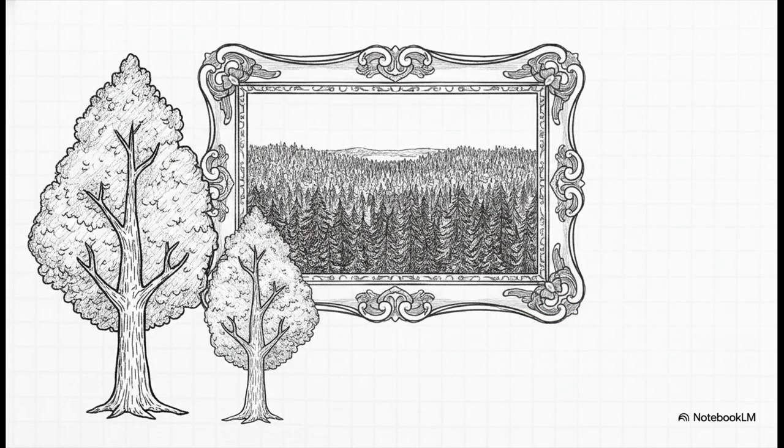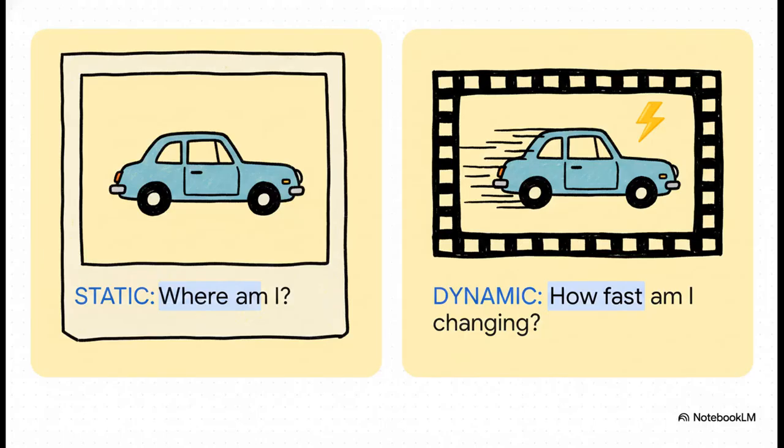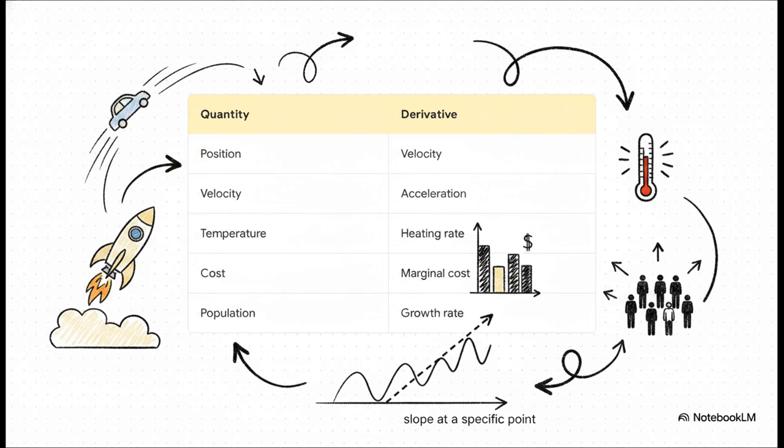Bringing it all together now, section 4, the big picture. If you take away just one thing from this explainer, let it be this simple underlying contrast. A standard function just tells you, where am I? It's your static position, your total cost, your room's current temperature. But the derivative? The derivative dynamically tells you, how fast am I changing? It is literally the fundamental difference between looking at a static photograph and watching a high-speed video of the world in motion. Across every discipline imaginable, the derivative acts as a universal translator.